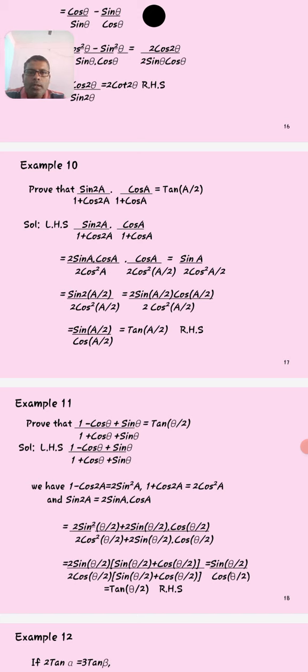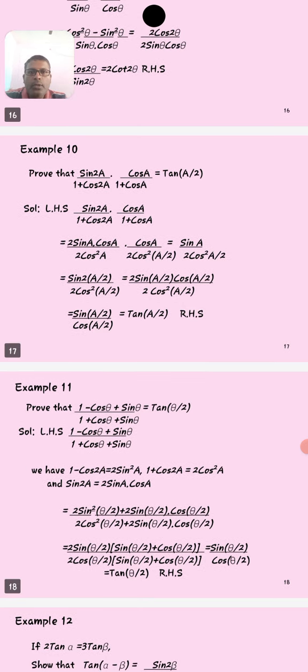Here cos a cancels, 2 cancels, one cos a cancels, and we get sin a divided by 2 cos square a by 2. For sin a, write 2 into a by 2. We have to multiply both numerator and denominator by 2, and we get sin 2 into a by 2 over 2 cos square a by 2. Now sin 2 into a by 2 means 2 into sin a by 2 into cos a by 2, divided by 2 cos square a by 2. Here also the 2 cancels, one cos a by 2 cancels, and that is equal to sin a by 2 divided by cos a by 2. Sin by cos means tan. We get tan a by 2.